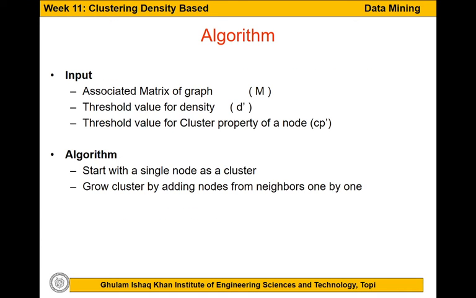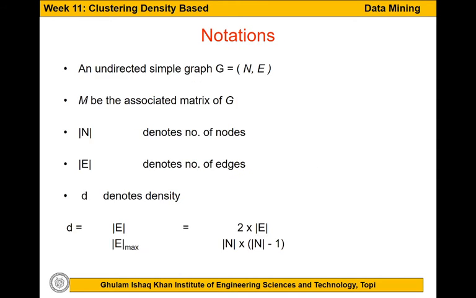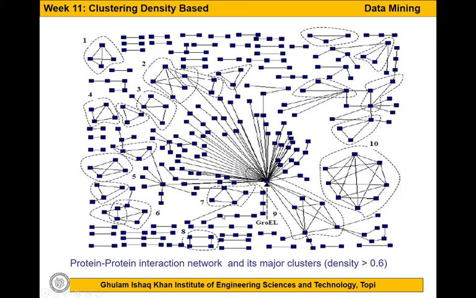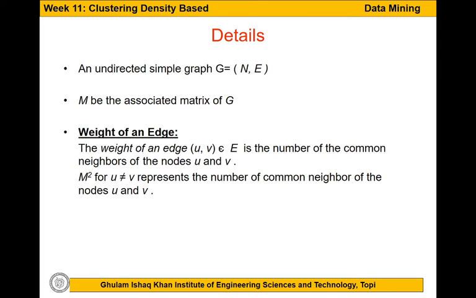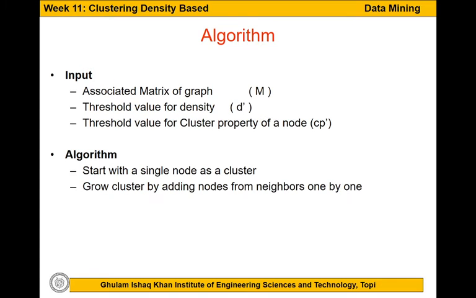But there are certain important questions in this. For example, if you see here, it says that start with a single node as a cluster, right? So the algorithm starts with a single node as a cluster. However, when you see this complete graph, now the question is from which particular node you have to start clustering, right? This is a very important question. So before going into the detail of the starting node to grow the cluster, we need to learn a few concepts.